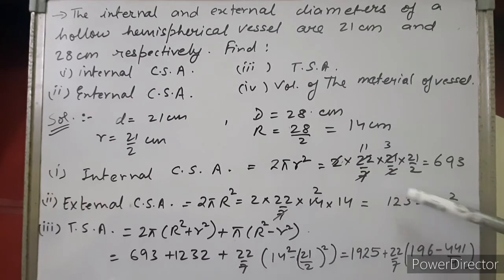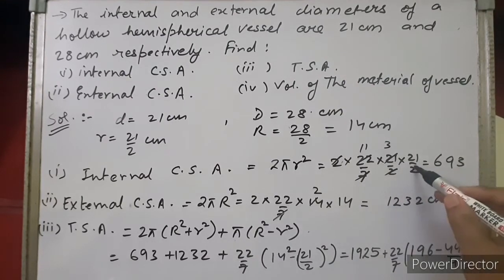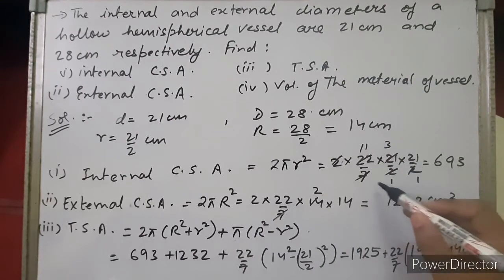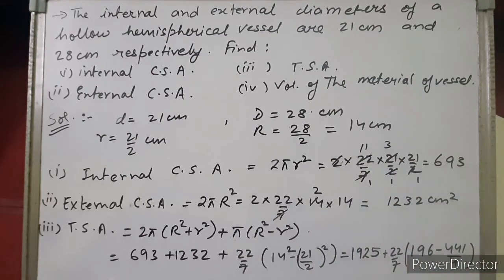So 7 3s are 21, this 2 and 2 will get cancelled, and we'll get 11 here, 2 11s are 22. And when we multiply these terms, 11 3s are 33 into 21, we'll get 693 centimeter square as the internal curved surface area of the hollow hemispherical vessel. Okay, so the internal curved surface area value is 693 centimeter square.